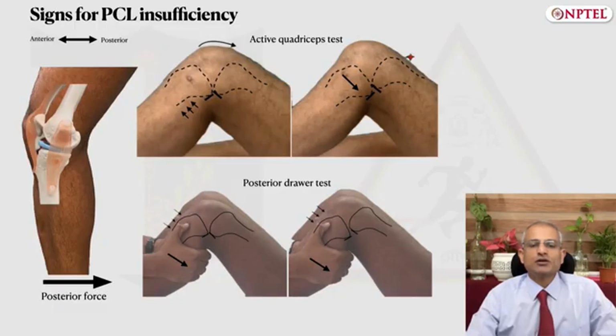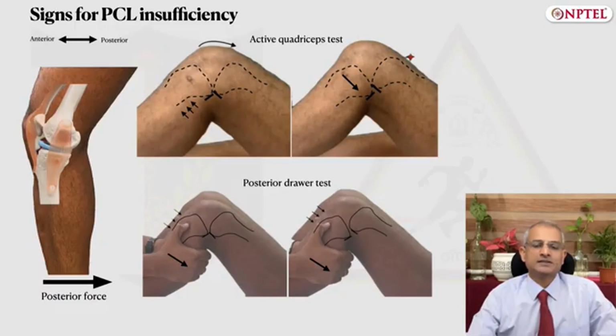Next, the posterior drawer test is done. This is similar to how we perform the anterior drawer test. And instead of an anterior force, here a posteriorly directed force is applied to the proximal tibia when the knee is at 90 degrees of flexion, and a similar amount of laxity is present when compared to the other knee, which indicates a posterior cruciate ligament injury.